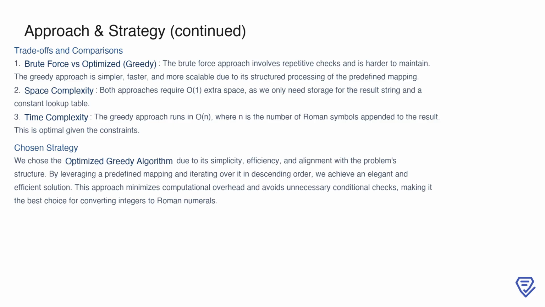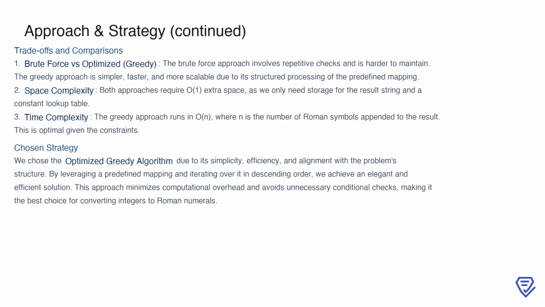Now, let's evaluate the trade-offs between these approaches. The brute force method involves repetitive checks, making it less maintainable and slower compared to the optimized approach. On the other hand, the greedy algorithm stands out for its simplicity, speed, and scalability, as it processes the predefined mapping in a structured way. In terms of space complexity, both approaches require O(1) additional space since we only need storage for the result string and a constant lookup table. For time complexity, the greedy approach operates in O(n), where n is the number of Roman symbols appended to the result string.